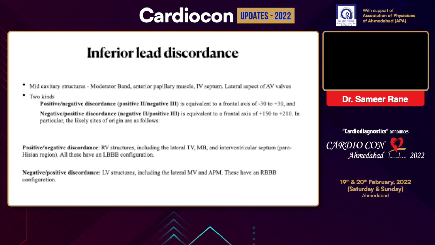Two kinds of inferior lead discordance are noted. Positive-negative discordance is a positive deflection in lead 2 and negative in lead 3. Negative-positive discordance is negative in lead 2 and positive in lead 3. Positive-negative discordance is seen in RV structures and the interventricular septum, while negative-positive discordance is seen in LV structures.